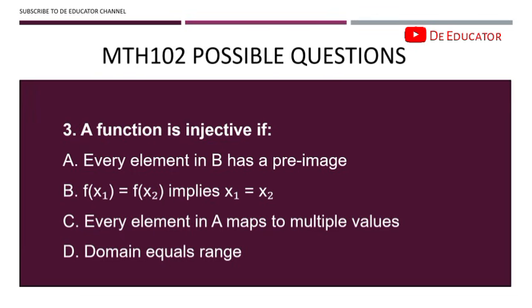So the next question, we have a function is injective if dash. Very simple. When a function is injective, it means that the function is a one-to-one mapping. Alright, when they say one-to-one mapping, it means that one side is corresponding with the other side. If you look at the options, every element in B has a pre-image, wrong. Every element in A maps to multiple values, wrong. Domain equals range, this is wrong. So the correct answer is option B.